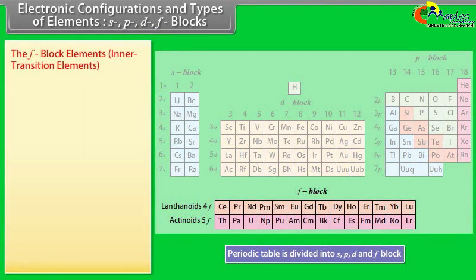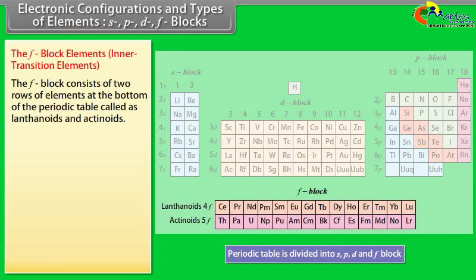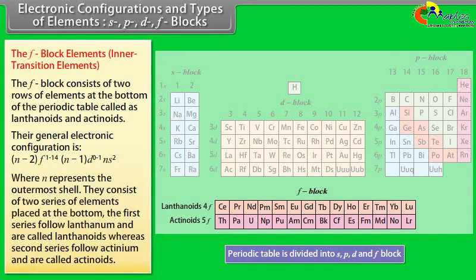The F block elements, inner transition elements. The F block consists of 2 rows of elements at the bottom of the periodic table called lanthanoids and actinoids. Their general electronic configuration is where N represents the outermost shell. They consist of 2 series of elements placed at the bottom. The first series follows lanthanum and are called lanthanoids, whereas the second series follows actinium and are called actinoids.